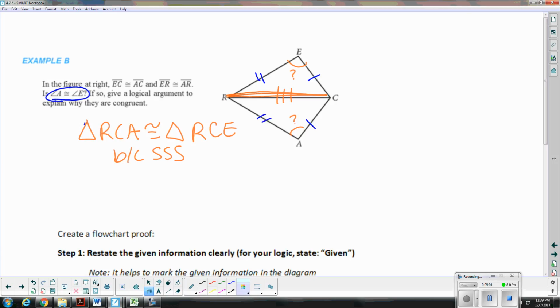Now, if we know those two triangles are congruent, then A has to be congruent to E, because they're corresponding parts in congruent triangles. So angle A has to be congruent to angle E because of that abbreviation that we have, CPCTC, or that acronym: corresponding parts of congruent triangles are congruent.